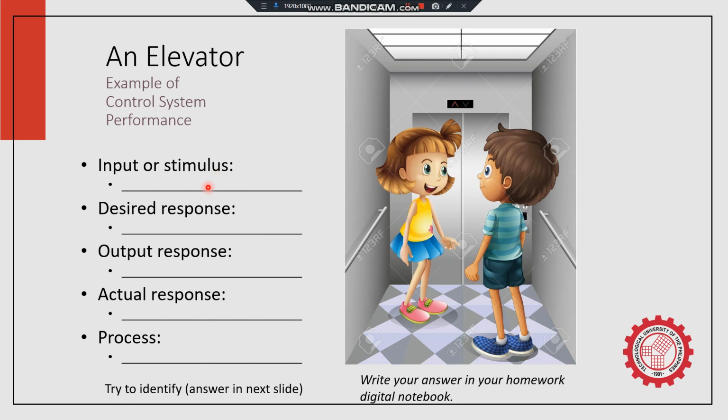So what do you think is the input stimulus of the elevator system? For one process, just one process that we did. We are at a certain level, let's say level 1, and we want to go to level 4. So for that one sequence of operation, what is our input or stimulus, what is the desired response, what is the output response, what is the actual response, and what is the process.